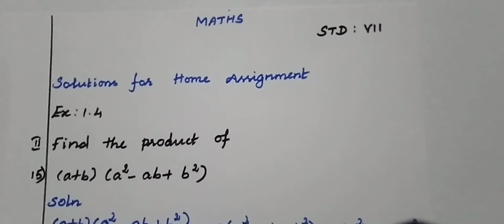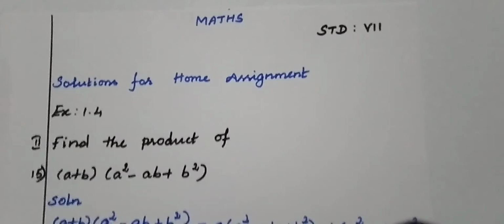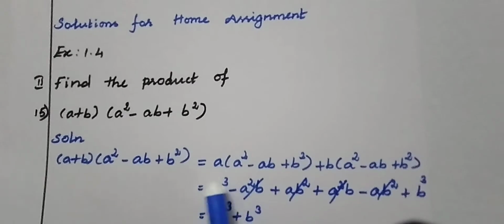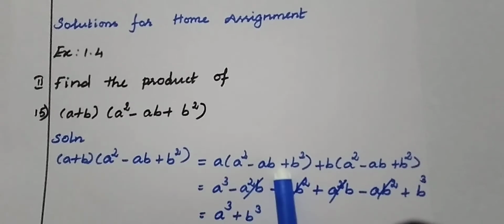Take your homework note, let us check the solutions for previous day home assignment. Exercise 1.4, second Roman letter, find the product of (a + b)(a² - ab + b²), which is equal to a into the second expression plus b into the second expression. Multiply this a with the terms inside this expression and multiply this b with the terms inside the expression.